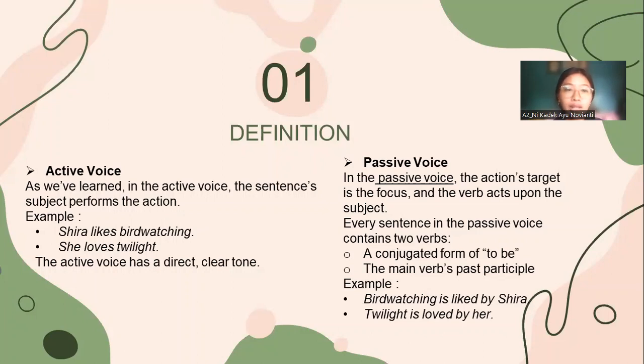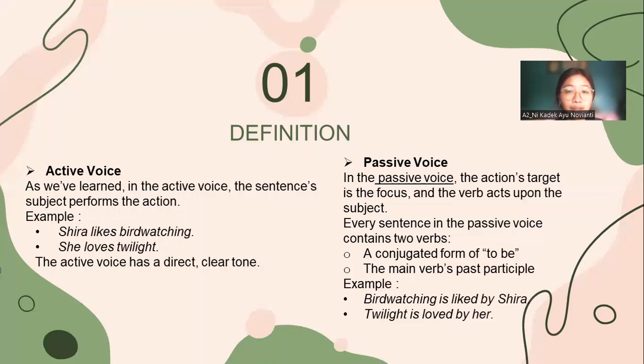As we learned, in the active voice, the sentence's subject performs the action. For example, Shira likes bird watching. The second example is she loves twilight. The active voice has a direct, clear tone. Use it when you want the reader to focus on the subject of your sentence and the action it is doing rather than on the action target.